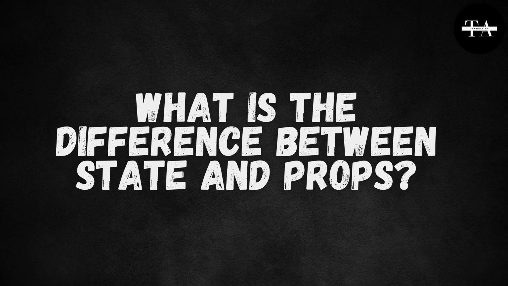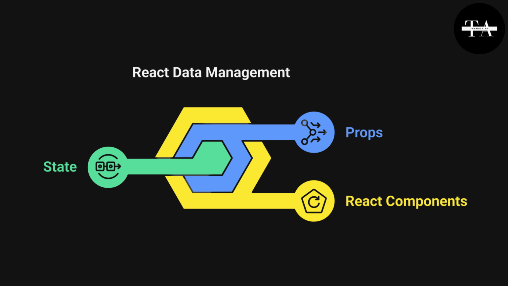What is the difference between state and props? State. State is a built-in object that allows components to manage their own data. It is mutable and can be changed using the setState method. Props, short for properties, are read-only attributes passed from a parent component to a child component. They are immutable and cannot be changed by the child component.